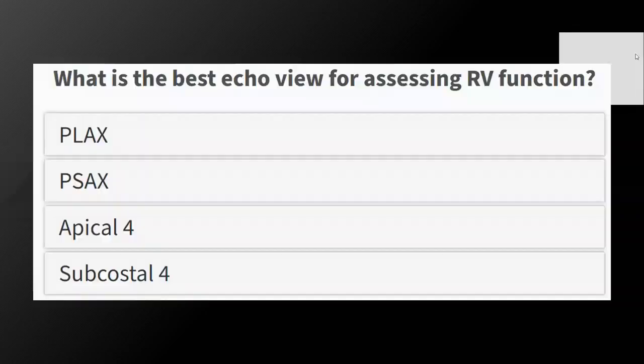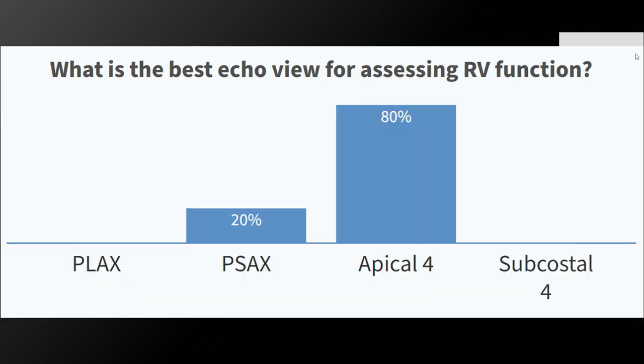Before we begin, this is being delivered asynchronously because I didn't record our live session. So I'll share with you a brief starter quiz we did in the live session. The first question was, what is the best echo view for assessing RV function? Parasternal long, parasternal short, apical, subcostal. Please feel free to freeze and think about what you might answer, and I'll share with you what the group voted, which was 20% parasternal short, 80% said apical 4.